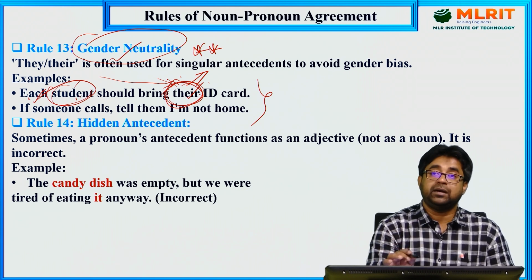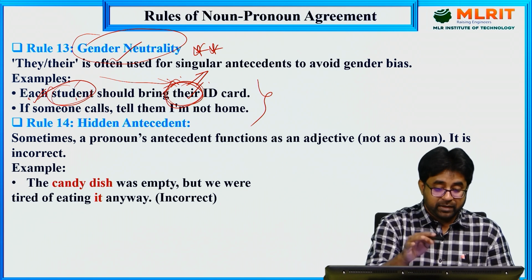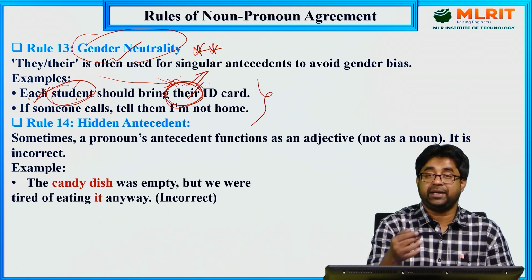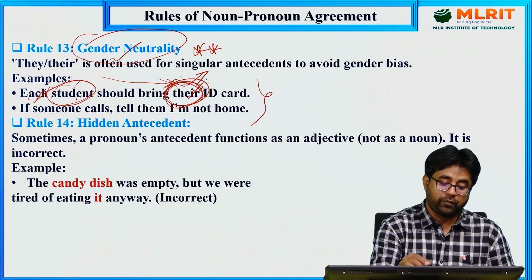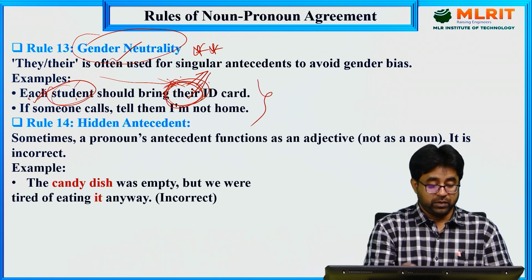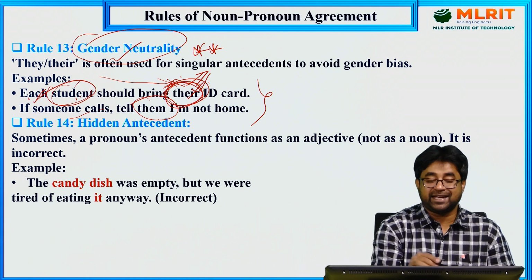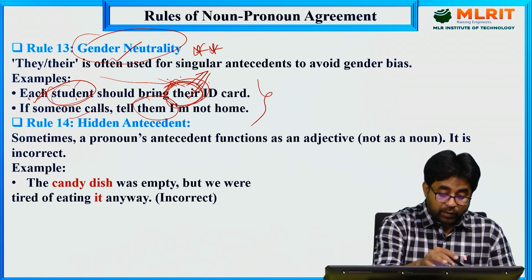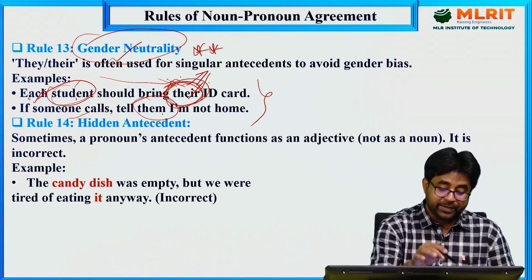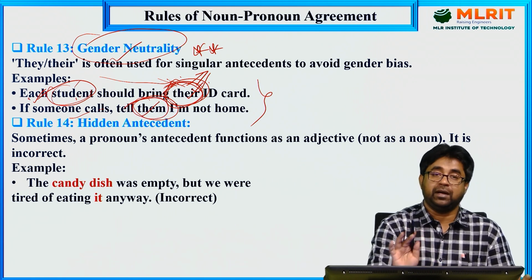But modern usage says that in order to maintain or introduce gender neutrality, we can use the plural form of the pronoun also. If someone calls, tell them. Again, someone calls, tell him or her. Instead of using him or her, in order to introduce gender neutrality, I'm using the plural form, them. I hope it's clear.